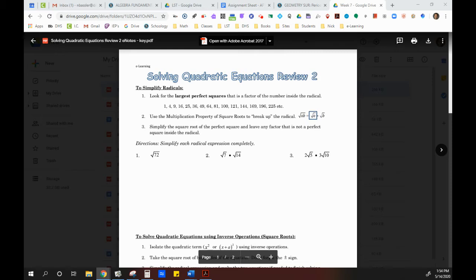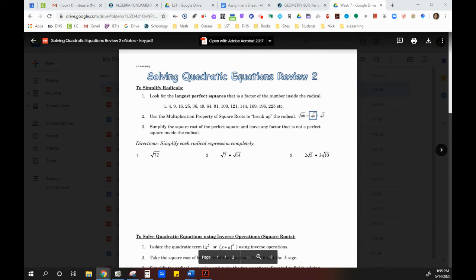Now we're going to review this week's stuff with solving quadratic equations using inverse operations. These are the steps for these types of problems. We want to isolate that quadratic term, so we're looking for either that x squared or x plus some number squared, and then we're going to use inverse operations to isolate it.